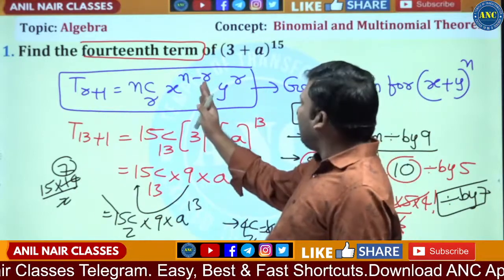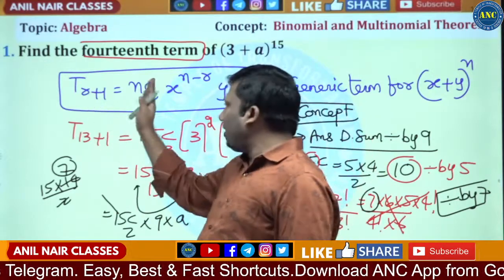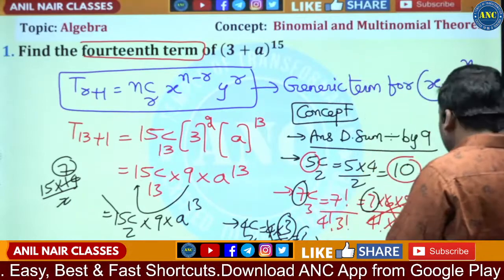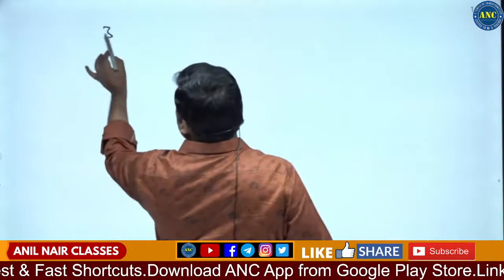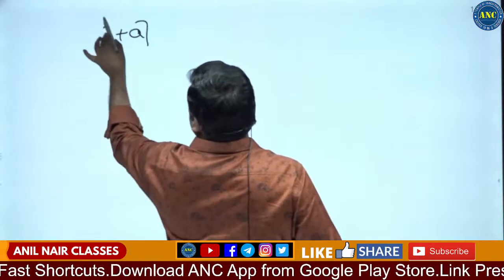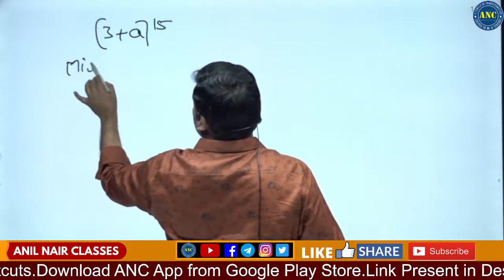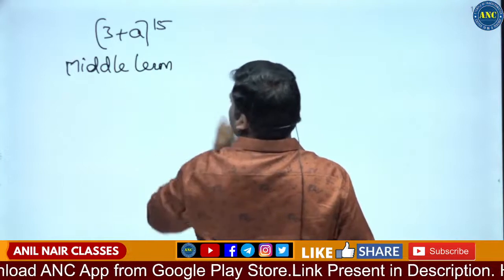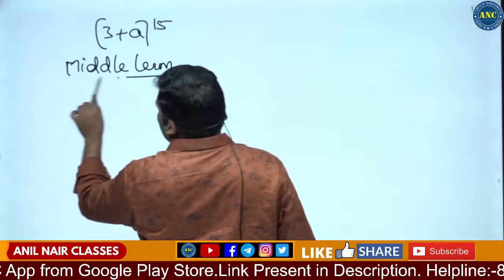So what is the generic term to find any particular term? T(R plus 1) equals NCR into X power N minus R, Y power R. Suppose in the same question, 3 plus A power 15. I need to find the middle term. How to find the middle term?